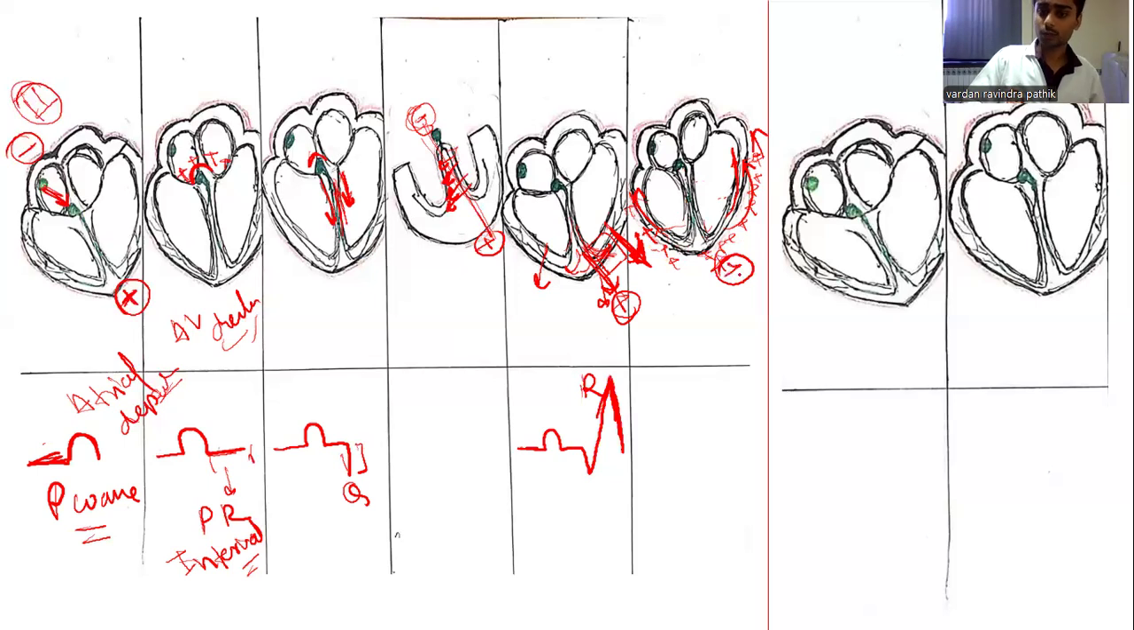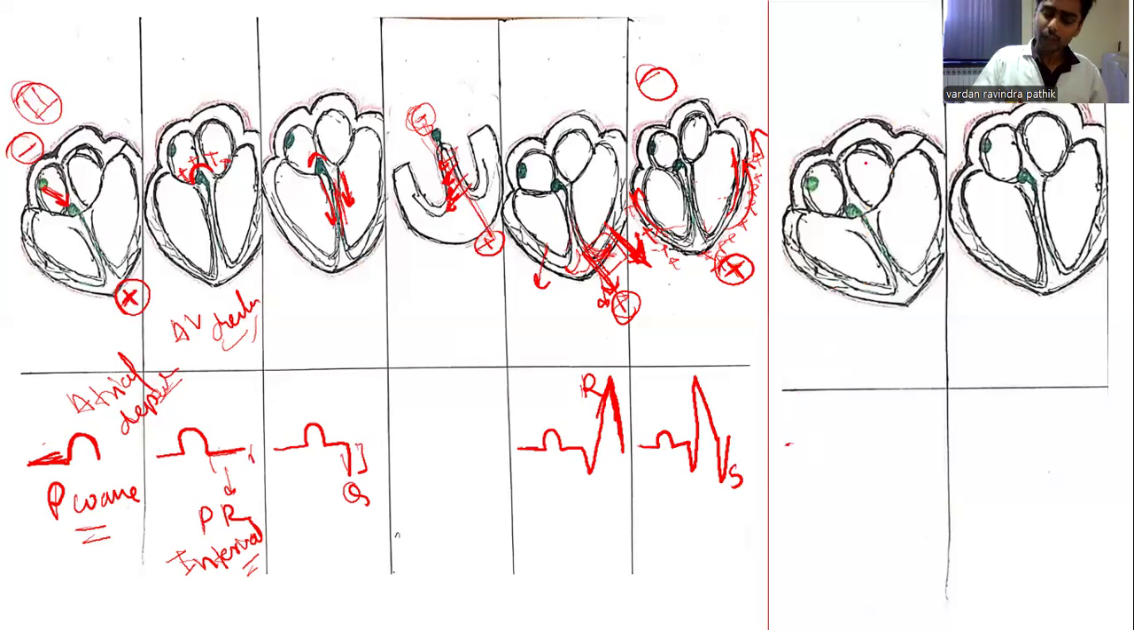This is against the positive charge. So away from the positive charge will result in the negative deflection. Let me draw here. This is the PR interval, perpendicular, R wave, and this is going down, a negative deflection, as your S wave.